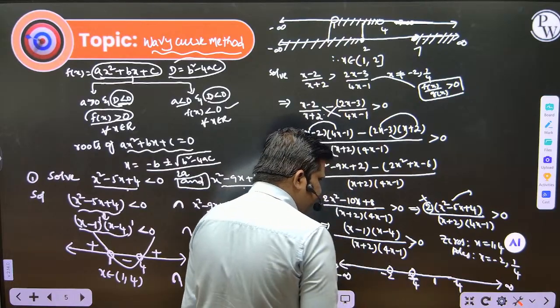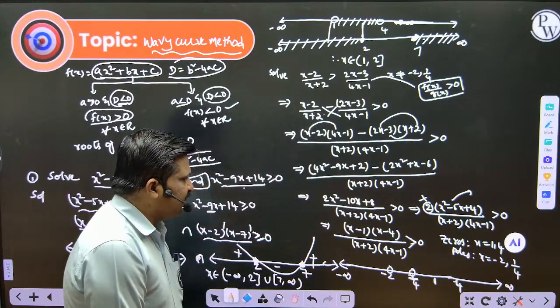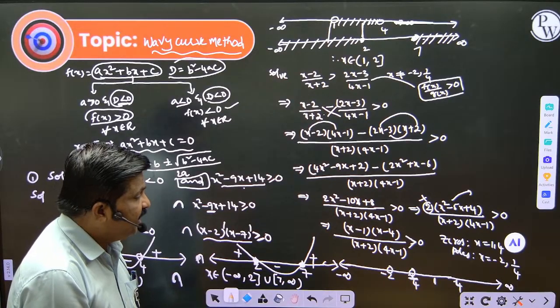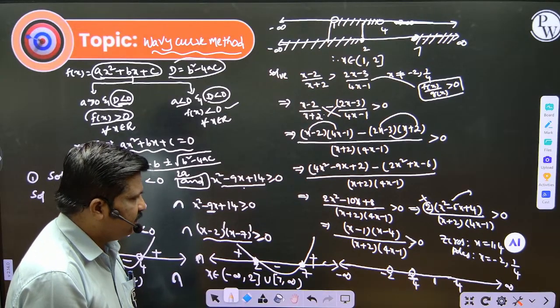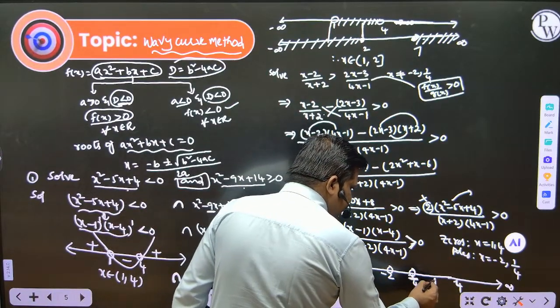Why do I consider poles as open circles here? Since poles are never included in our solution. Now zeros are included or excluded depending on whether 0 is included here or not. But here 0 is also not included, so it is also open.